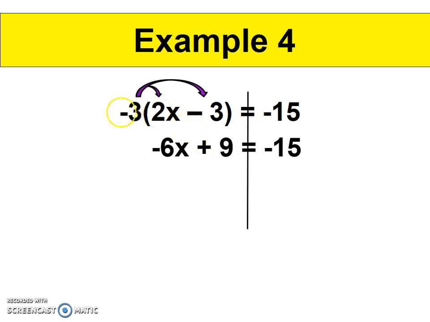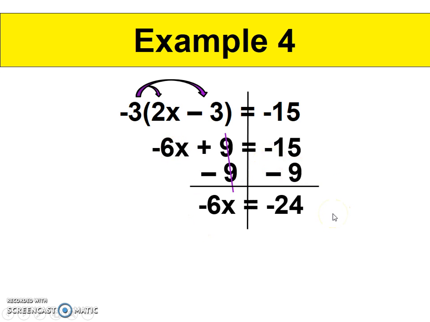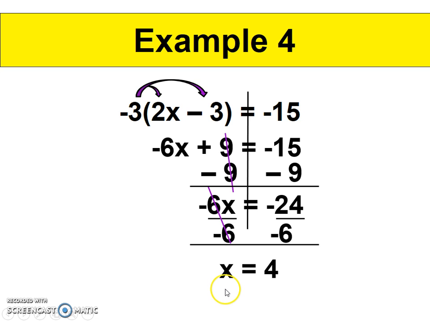Okay, hopefully you said we're going to subtract 9 from either side. And so as we do that, this will cancel, giving us negative 6x on the left is equal to negative 24 on the right. And our last step will be to divide both sides by 6, or I'm sorry, negative 6. Again, having that cancel out to positive 1x is equal to positive 4.